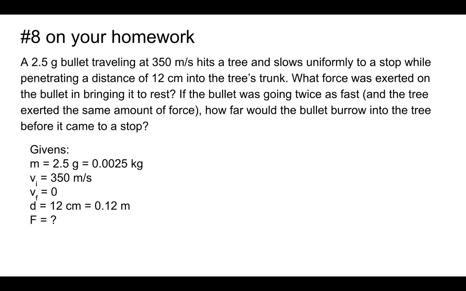So I've already written our givens down here. I forgot to do the animation, so there you go. The mass of the bullet is 2.5 grams. Now remember, this is really important: we don't use grams in physics, so we have to convert to kilograms. That's 0.0025 kilograms. Our initial velocity of the bullet is 350 meters per second, and it hits a tree and slows uniformly to a stop, so the final velocity is 0. Then it penetrates a distance of 12 centimeters into the tree's trunk. Again, just like grams, we don't use centimeters in physics, so we change 12 centimeters to meters. I get 0.12 meters.